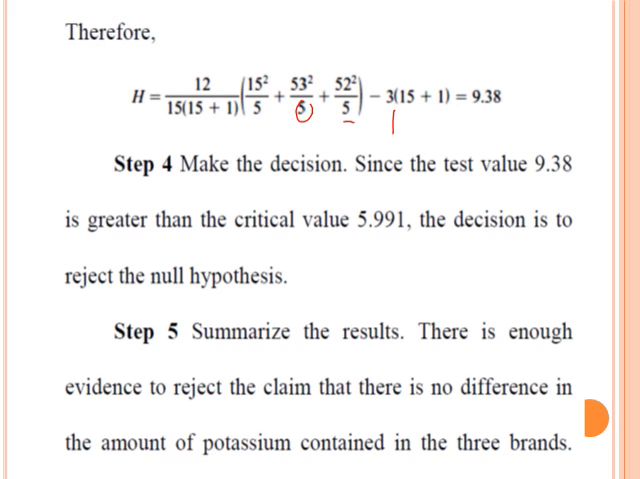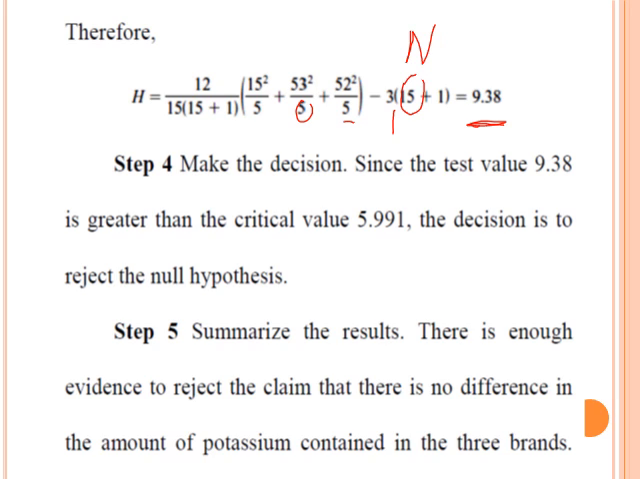Here we have 3 samples or 3 groups, so K will be multiplied by the total sample size, capital N, which is equal to 5 plus 5 plus 5, all the sample sizes, plus 1. Here, use your calculator to get the value for the Kruskal-Wallis test or H formula, which is equal to 9.38. And this is the third step for getting the test value.